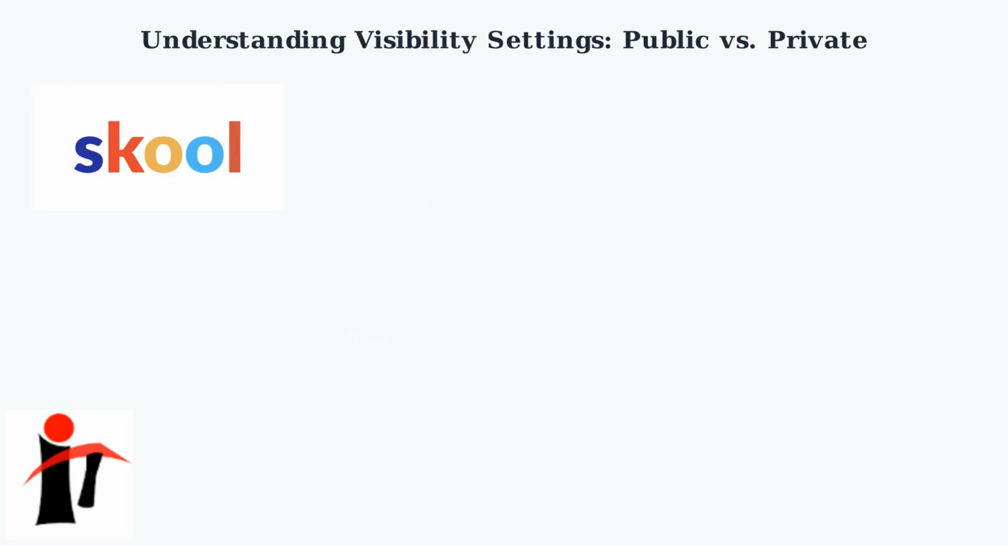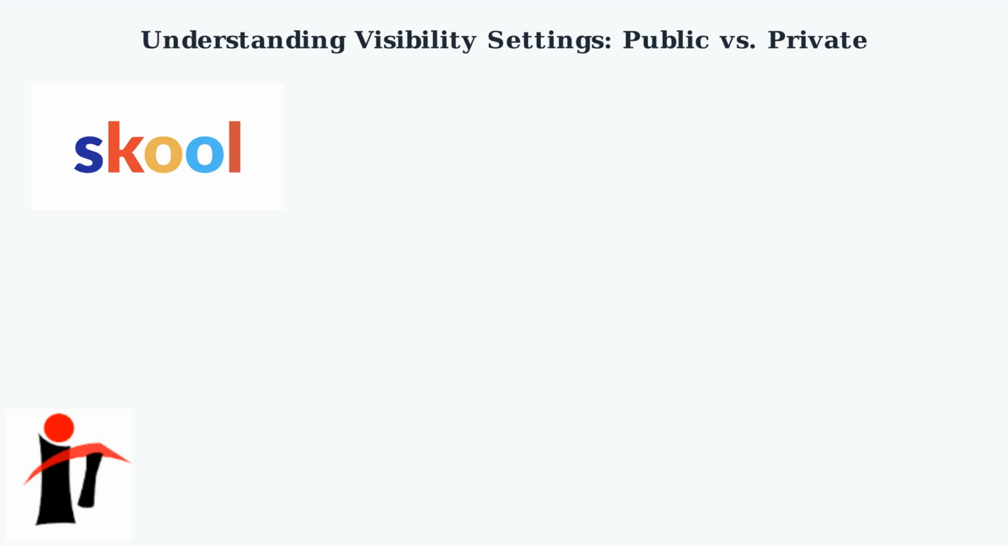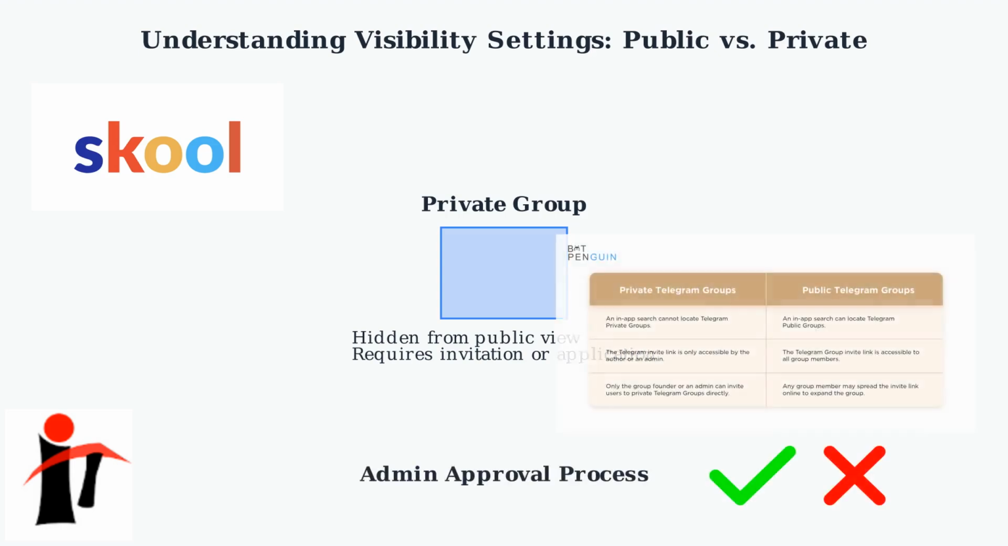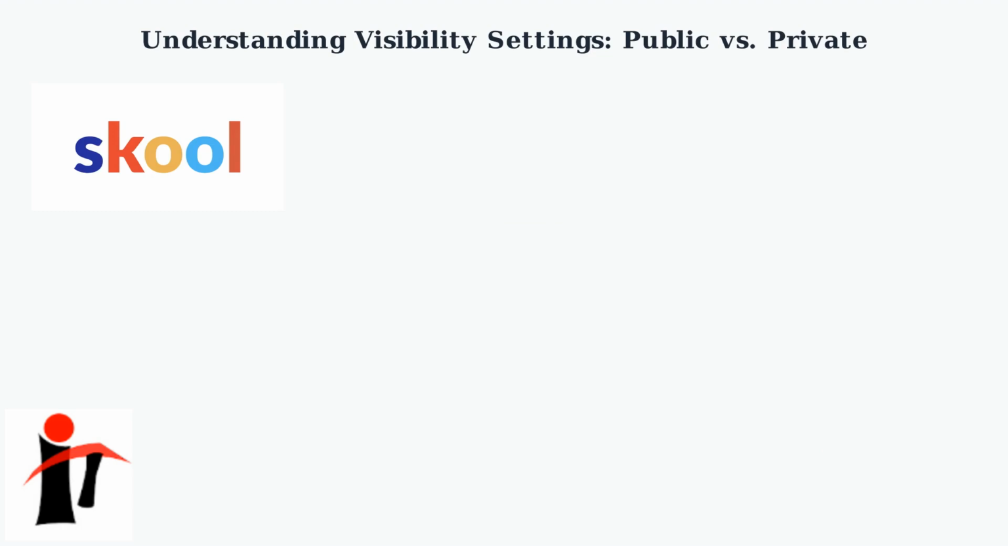Visibility settings determine who can see and join your school groups. Public groups are completely open, allowing anyone with a school account and the community link to join immediately without any barriers. In contrast, private groups are hidden from public view. They don't appear in searches or community listings, maintaining exclusivity for your content. To join a private group, users must either receive a direct invitation from an admin or submit an application form. Admins then review these requests and decide whether to approve or deny access, providing full control over membership.